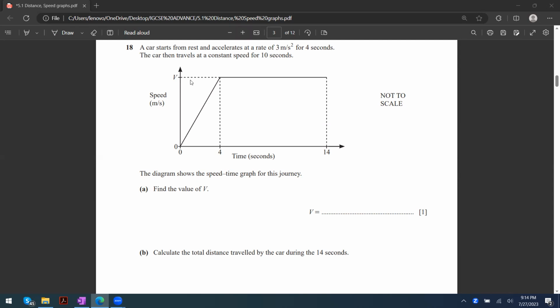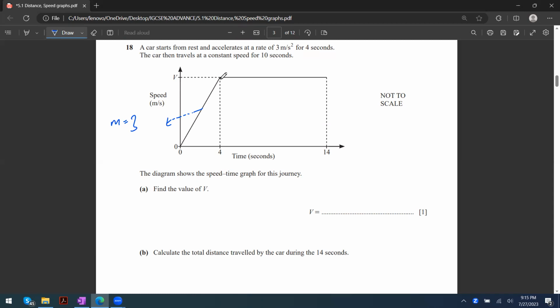All right, car starts from rest. Again, we have a speed time graph. Car starts from rest and accelerates at 3 meter per second squared. So first of all, for 4 seconds, 3 meter per second squared. That means this line, the gradient is 3. So speed time graph gradient gives us the acceleration. The car then travels at constant speed for 10 seconds. We can see that.